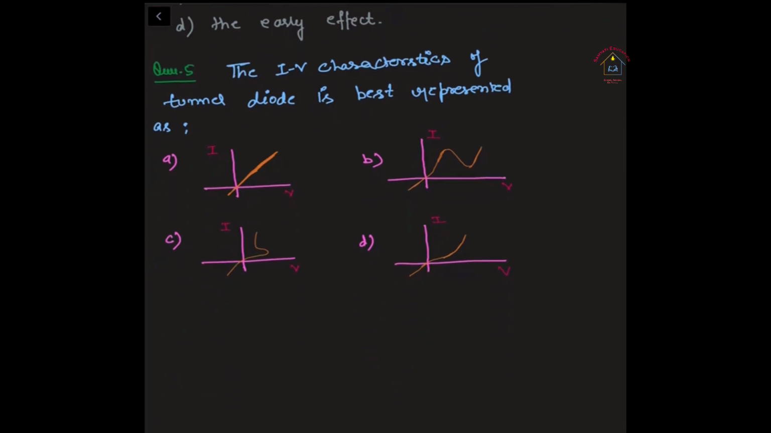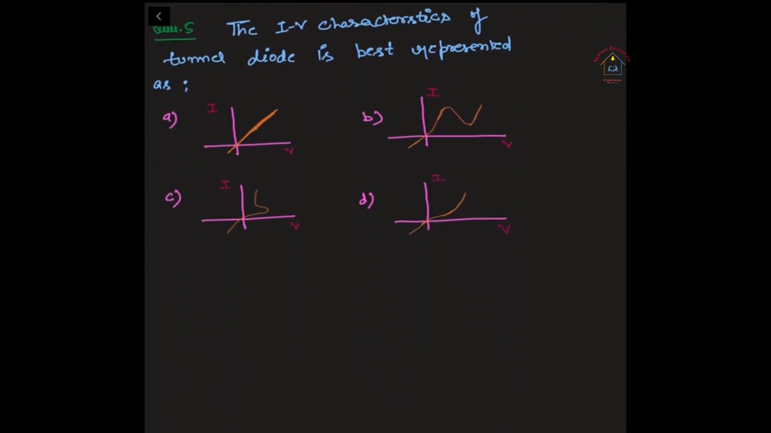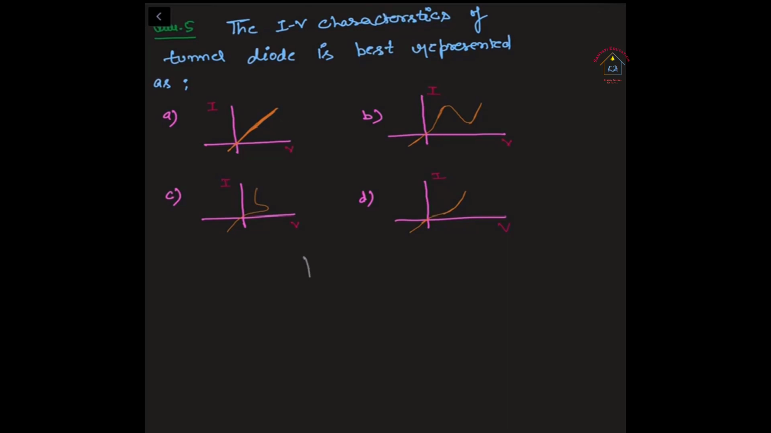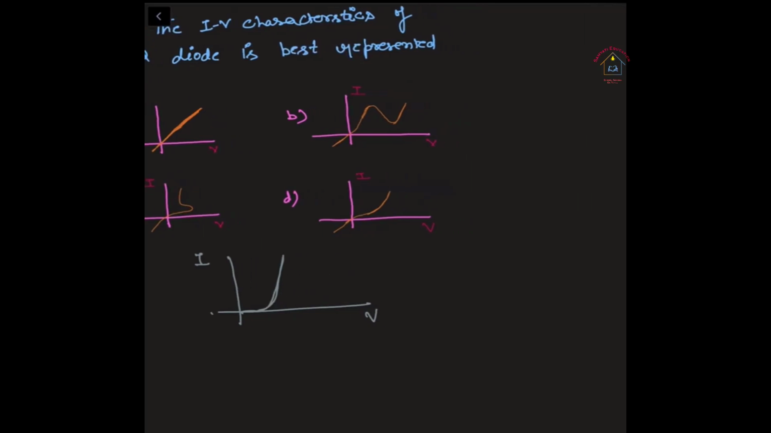Okay, so now the fifth question is, the IV characteristic of tunnel diode is best represented as. Tunnel diode theory shows that it does not act as a normal diode. If we talk about the normal diode, the IV characteristic of a normal diode is like this. So tunnel diode does not act as a normal diode, but instead exhibits a negative resistance region in the forward region.